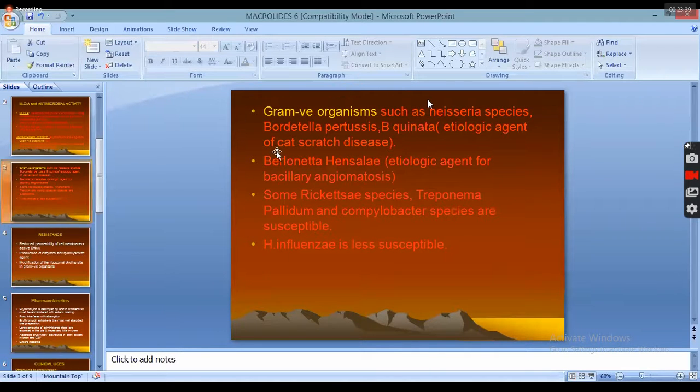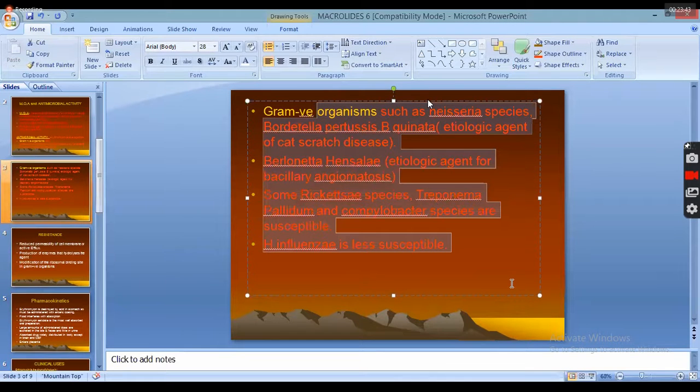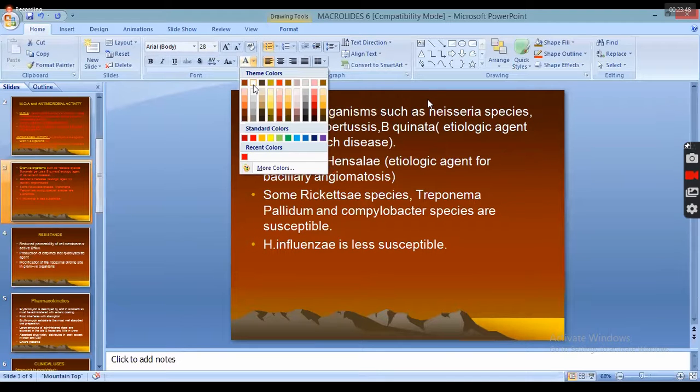To change the color of the previous slide so that it becomes more clear to you.